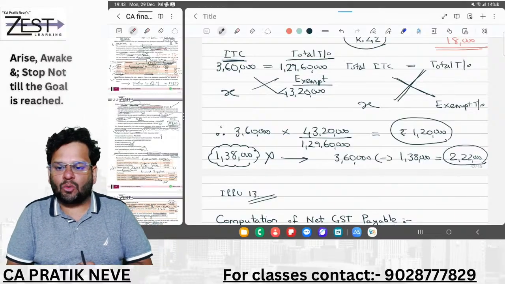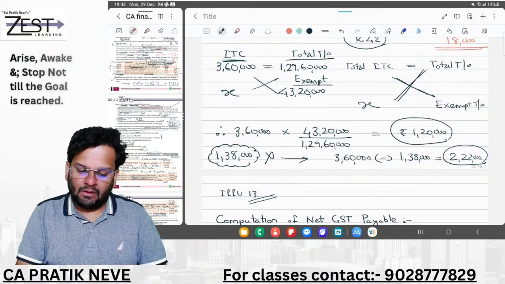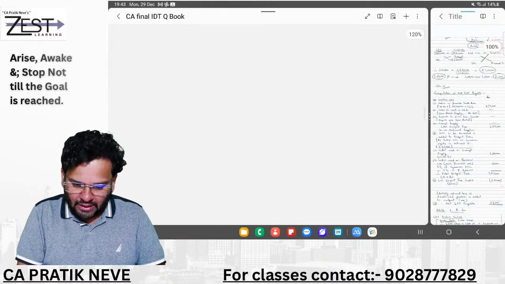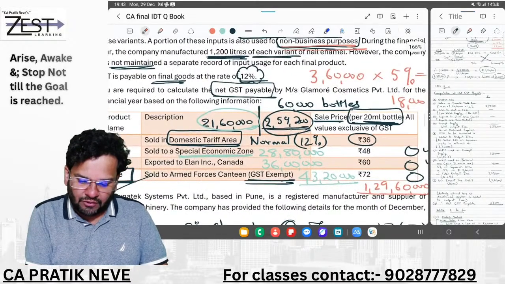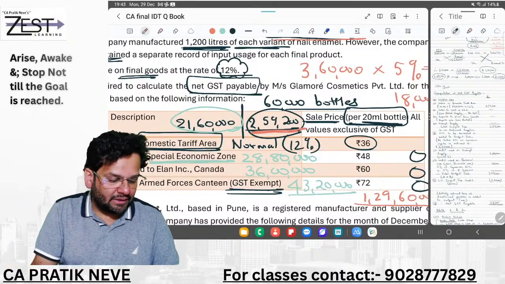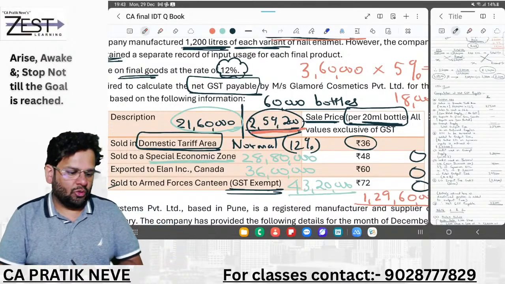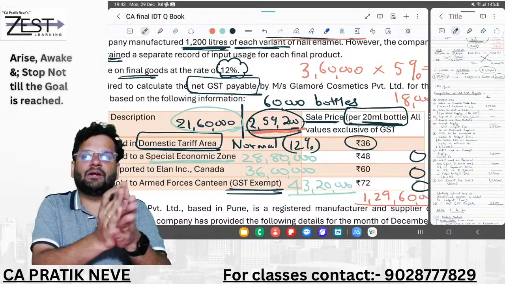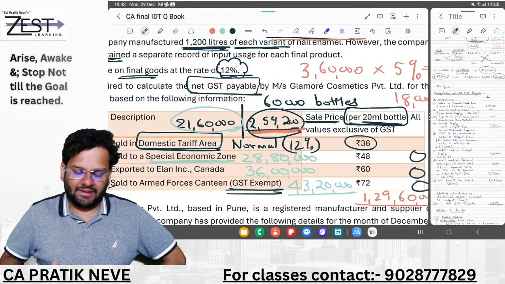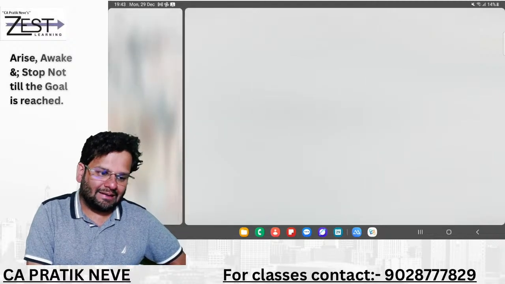If only 2,22,000 will be allowed, then what to do? What was your output tax? Your output tax was 2,59,200. So take on your calci 259,200 minus 2,22,000. So isn't it 37,200 your net GST payable? Exactly. So that's the answer, 37,200. Did you all get it?